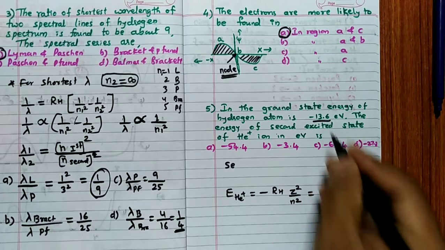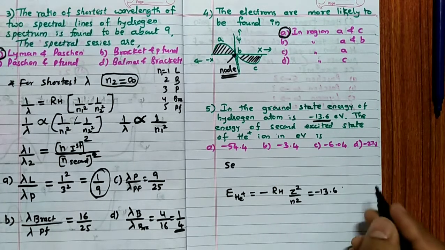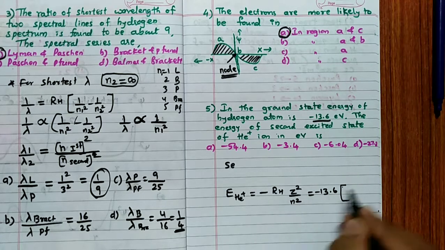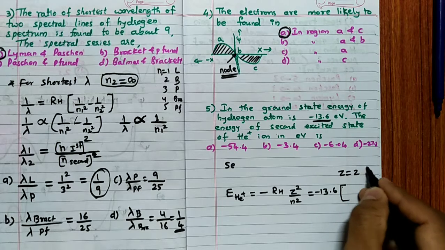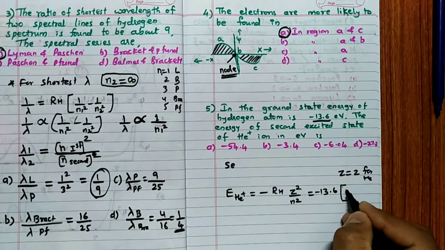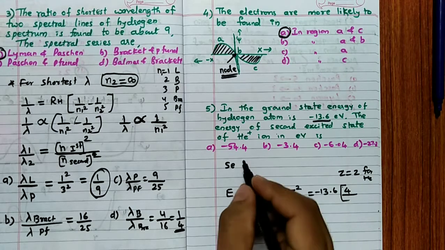So RH value, minus 13.6. 13.6 electron volt is what we want to answer. So into Z square, for helium Z is equal to 2, remember, correct? So 2 square is 4 divided by N square. See, N is very important.